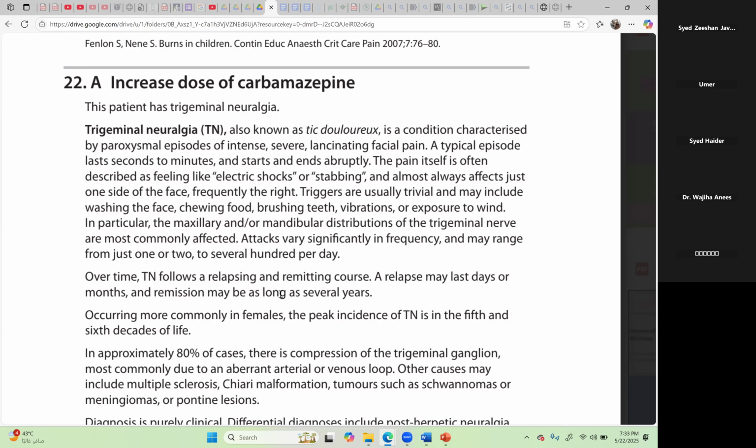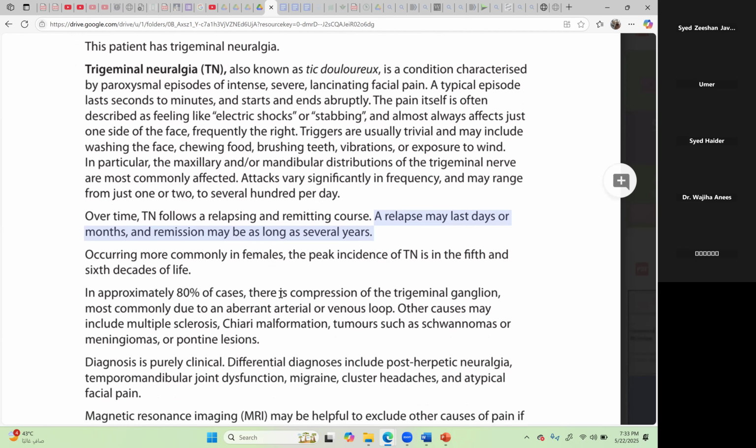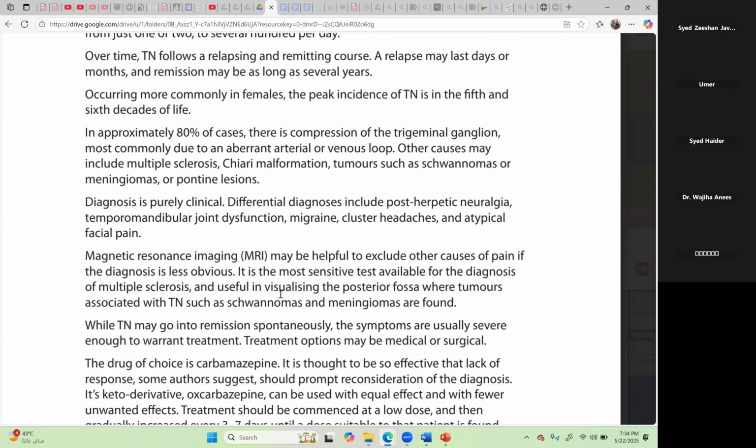Maxillary or mandibular distribution of the trigeminal nerve are most commonly affected. Attacks vary significantly in frequency and may range from one or two to several hundred per day. Over time, trigeminal neuralgia follows a relapsing and remitting course. A relapse may last days or months, and remission may be as long as years. It occurs more frequently in females. The peak incidence is 50. These are just a matter of some information.